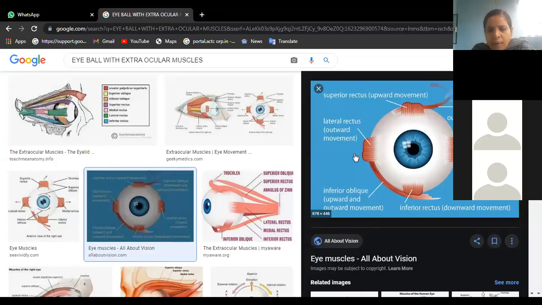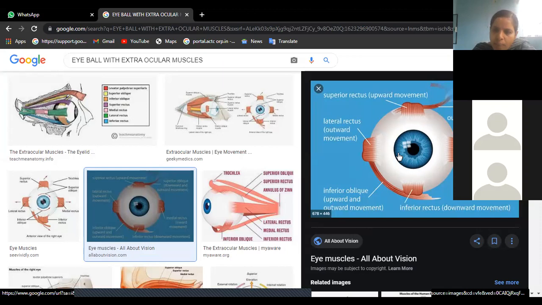Are you finding the eye muscles on the screen, beta, with a blue background? Yes, ma'am. See here, this black, usually for Indians it is black. So this black part of the eye is actually the cornea and this white part is the sclera. And this area, the sclera and cornea junction, this black circle area is actually called the sclerocorneal junction. The sclerocorneal junction is also called the limbus.